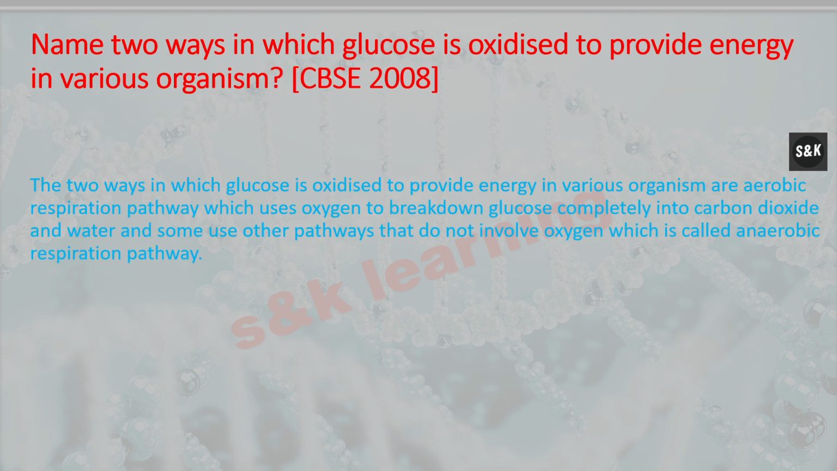Next, name two ways in which glucose is oxidized to provide energy in various organisms. The two ways are the aerobic respiration pathway, which uses oxygen to break down glucose completely into carbon dioxide and water, and other pathways that do not involve oxygen, which is called anaerobic respiration.